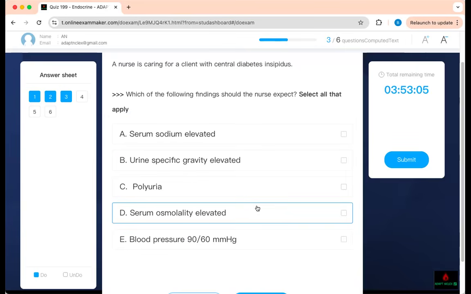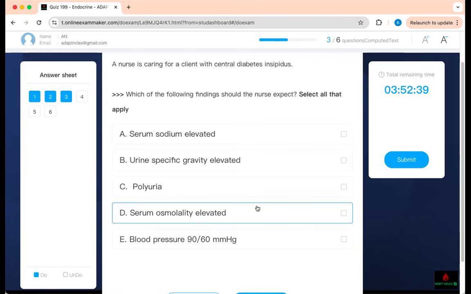Which of the following findings should the nurse expect? That means I should expect, right? This is what I told you in the lecture. Select or apply. A nurse is caring for a client with central diabetes insipidus. I'm just putting the content together in question form so that you can see what I mean instead of just leaving it alone, right?